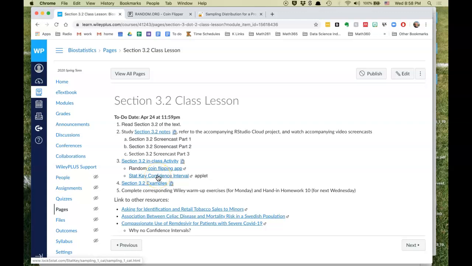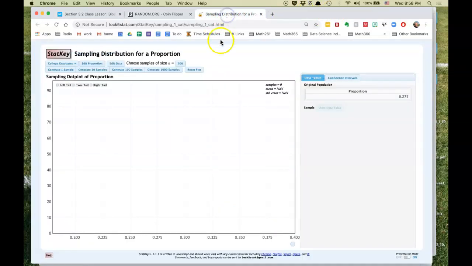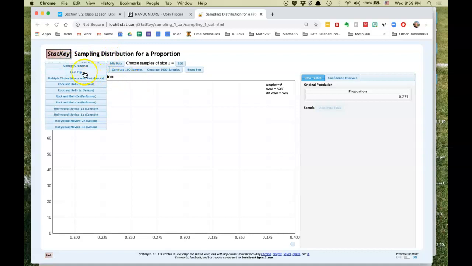So I'm going to click on this applet, and I hope you'll take a look at this, because this is for understanding confidence intervals. Sampling distribution for proportion. So we're going to use this to simulate the idea of sampling these coins, a sample of size 25. If we look around here, we're going to see some things that we can edit to set this up.